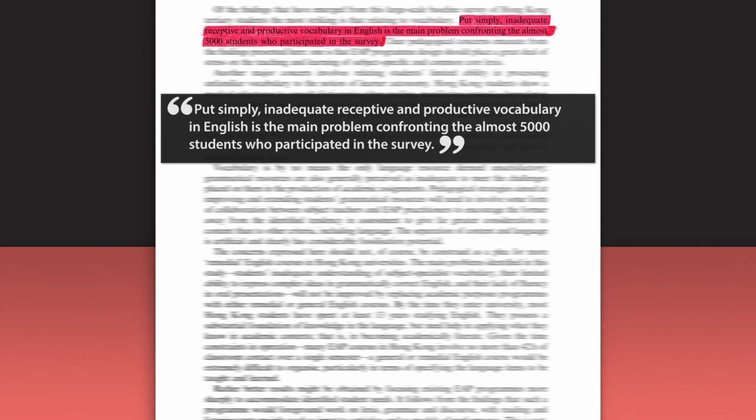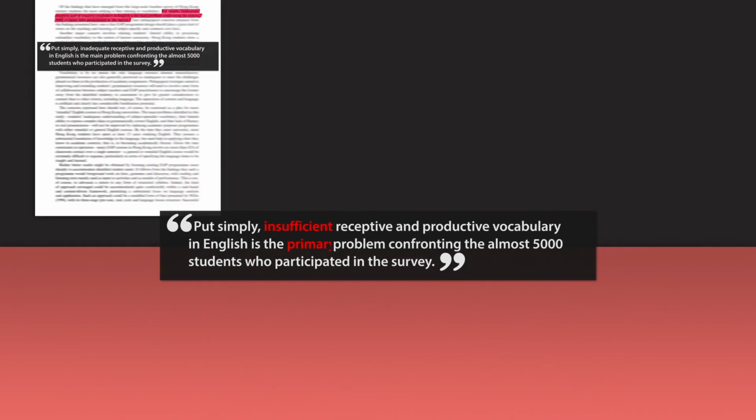Writers with less experience and confidence sometimes use strategies which cause problems. Let's take a look at the original text first. Put simply, inadequate receptive and productive vocabulary in English is the main problem confronting the almost 5,000 students who participated in the survey. Some writers may start with language from the source and make changes, for example, by substituting some words. Put simply, insufficient receptive and productive vocabulary in English is the primary problem confronting the almost 5,000 students who took part in the survey.